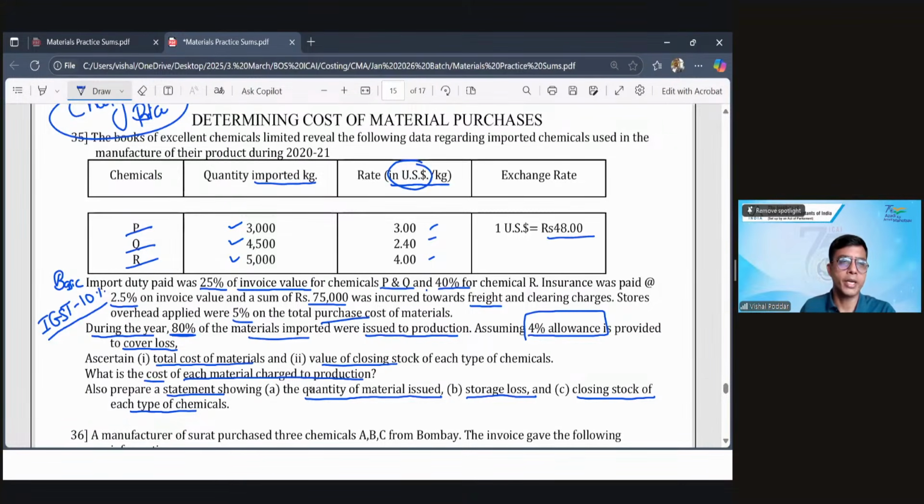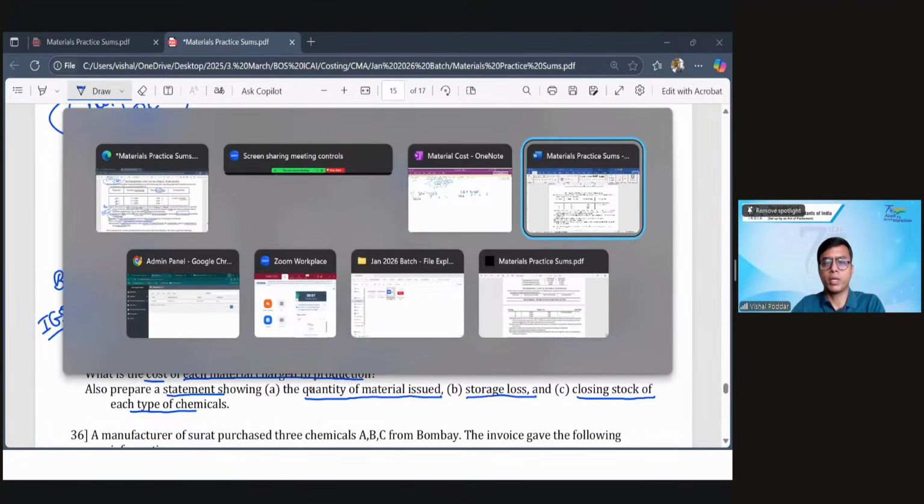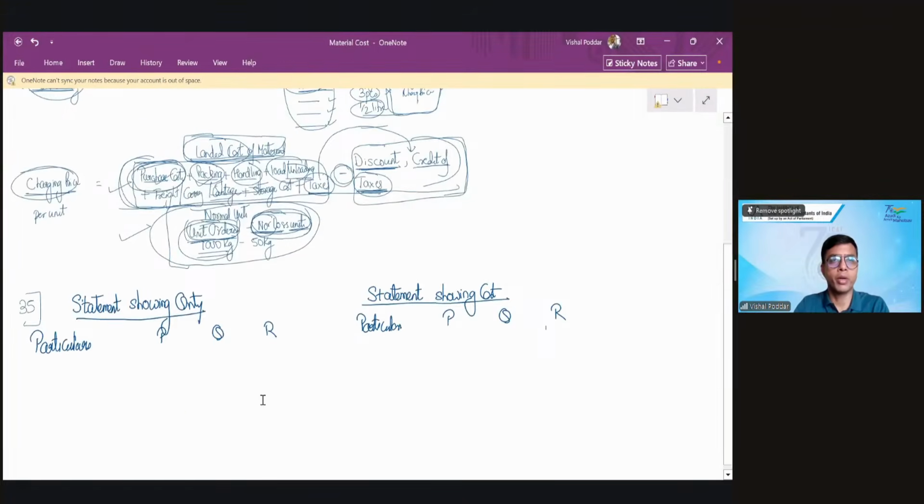So this data will be required for the quantity working. And then they've asked you to work out different things: total cost, then value, then the cost of each type of material, and then prepare the statement. Now in the statement that they are asking for, for our formula, we require only a simple working. In the denominator, we require units ordered minus normal loss. Our work is done because we want only the normal units.